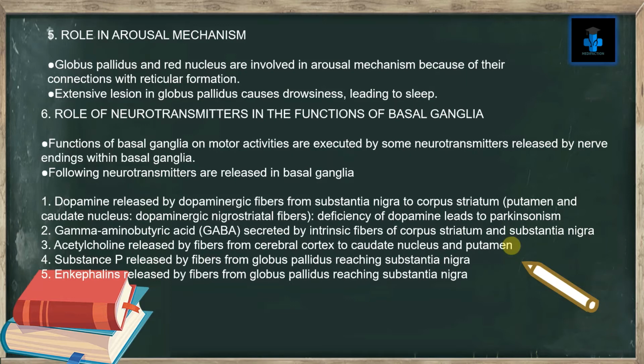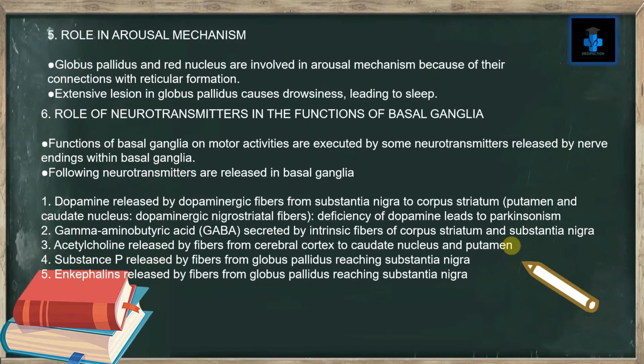Next is role of neurotransmitters in the function of basal ganglia. Functions of basal ganglia on motor activities are executed by some neurotransmitters released by nerve endings within basal ganglia. Following neurotransmitters are released in basal ganglia. Number 1. Dopamine, released by dopaminergic fibers from substantia nigra to corpus striatum. Deficiency of dopamine leads to Parkinsonism.